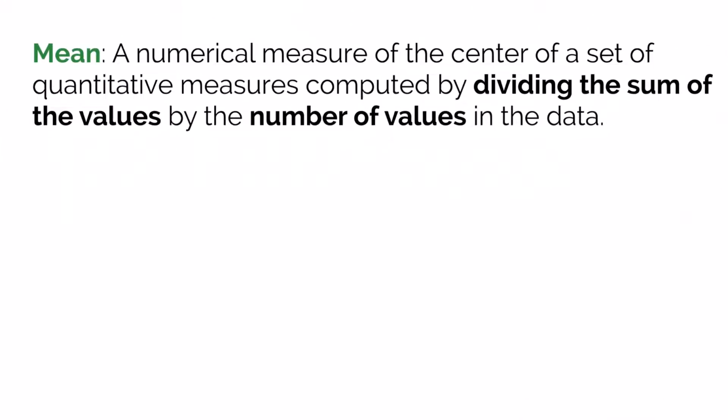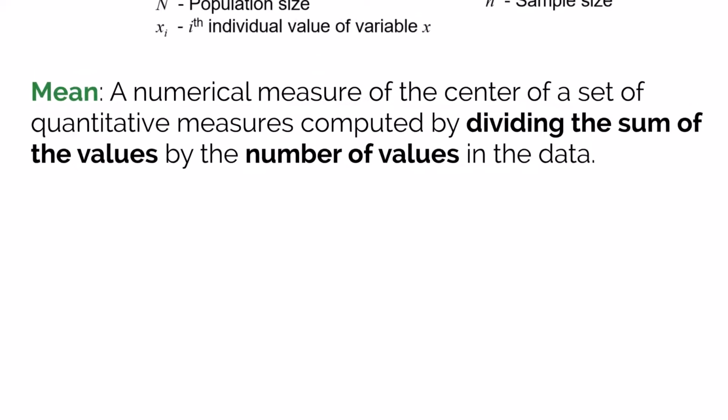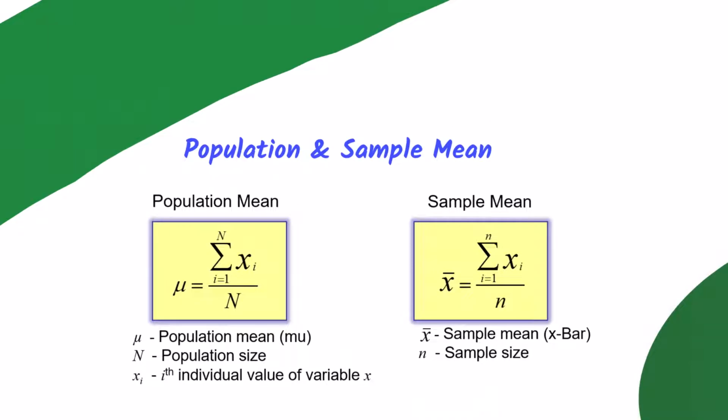A mean is the numerical measure of the center of a set of measures that's calculated by adding up all of the values and then dividing by the number of values in our data set. So you are calculating the average, which you may have done in other classes or in your everyday life. You'll notice that we have two formulas, one for the population and one for the sample. They are structured in the same way, except they're using different Greek letters. This is how you can tell when you're working with a population or a sample.